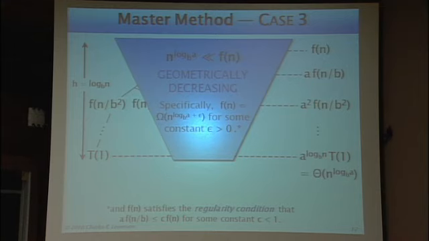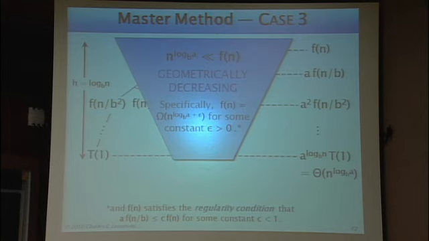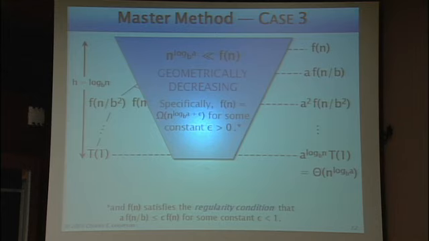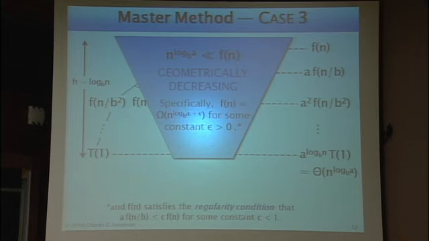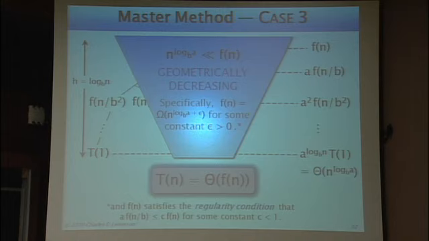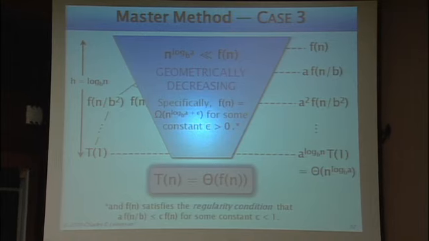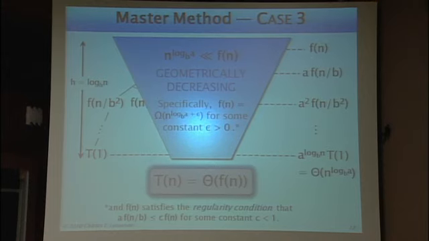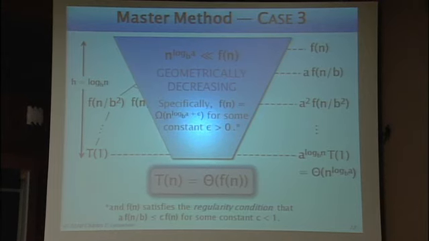It's not satisfied by things like n to the sine n, which oscillates like crazy. It also isn't satisfied by exponentially growing functions, but it is satisfied by anything that's polynomial or polynomial times a logarithm or what have you. So generally we don't really have to check this too carefully. And then the answer there is just order f of n, because it's geometrically decreasing, so f of n dominates.